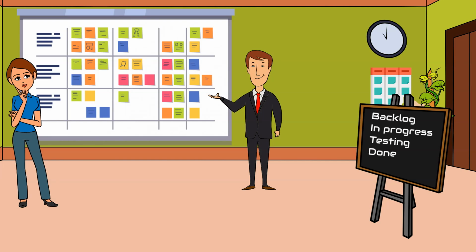Typical Agile board columns are backlog, in progress, testing, which is a kind of an optional one, and done. There are many software options for Agile boards. For your convenience, we are attaching a simple Excel Agile board just to get you started.